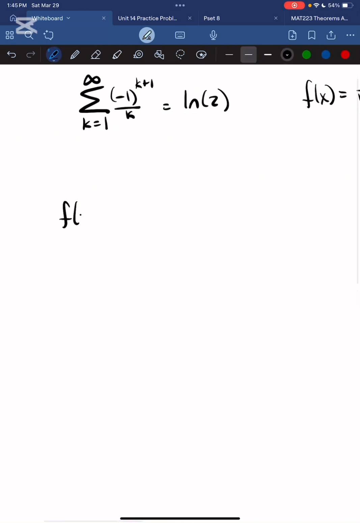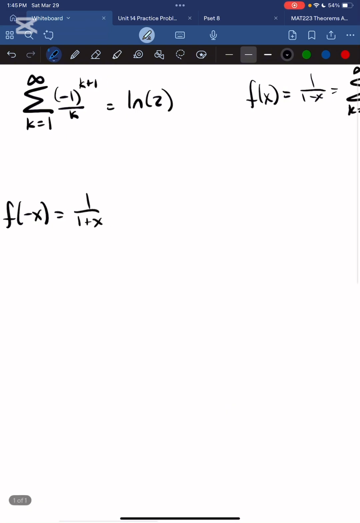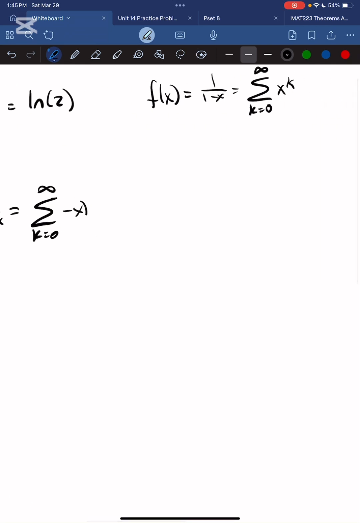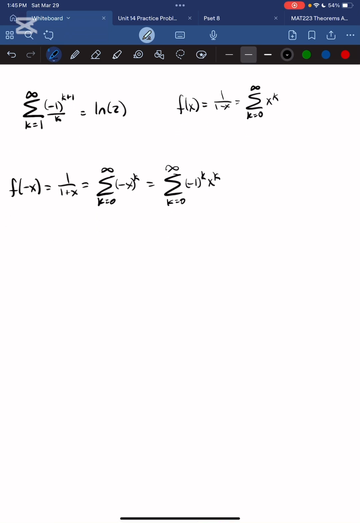Let's look at f when you plug in negative x. Okay? When we plug in negative x, we get 1 over 1 plus x, right? Which is equal to the infinite sum of negative x to the k. Okay, and this is equal to, we can factor out the negative 1 and x to the k, right? This is all fine and dandy, right? And we're getting closer to here, right? Because we have the negative 1.